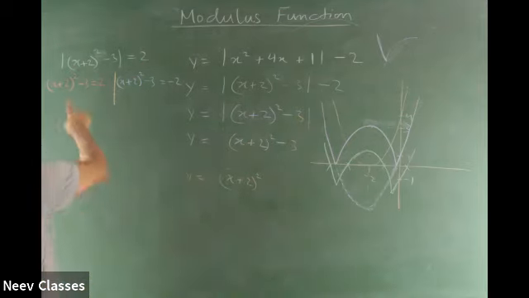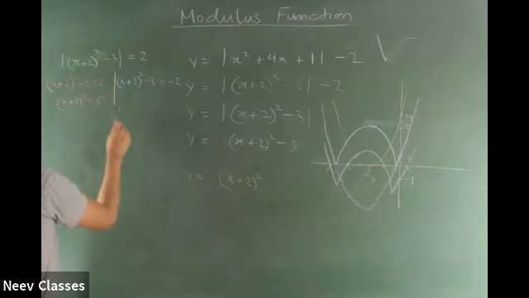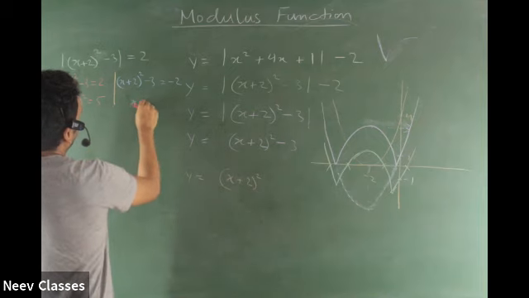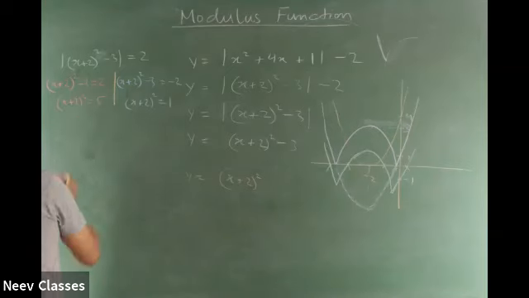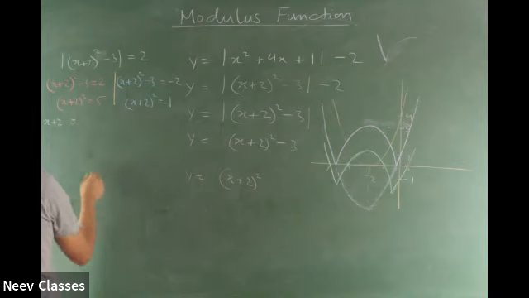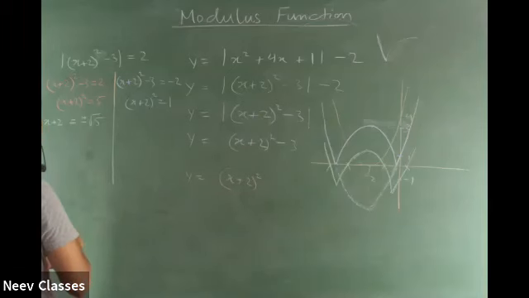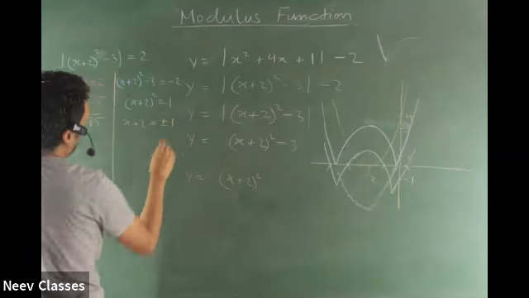So this one gives you x plus 2 whole square is equal to 5, and this other one gives you x plus 2 whole square is equal to 1, right? So what does this give you now? It gives you 2 things. What are the 2 things? X plus 2 is equal to plus or minus root 5. And here x plus 2 is equal to plus or minus 1, right?